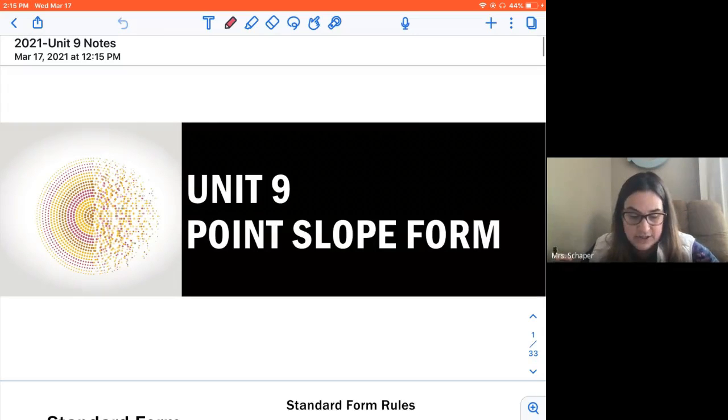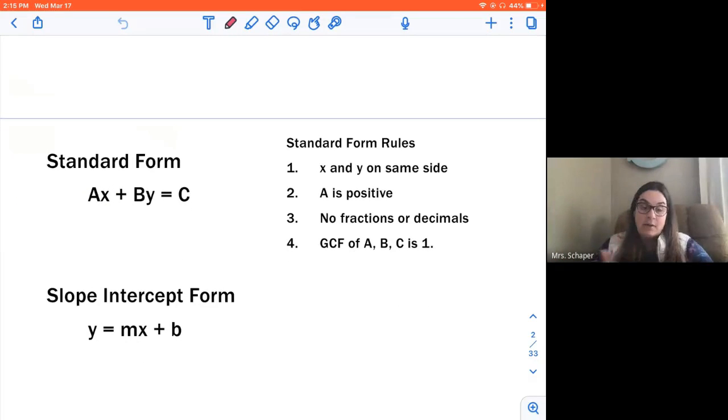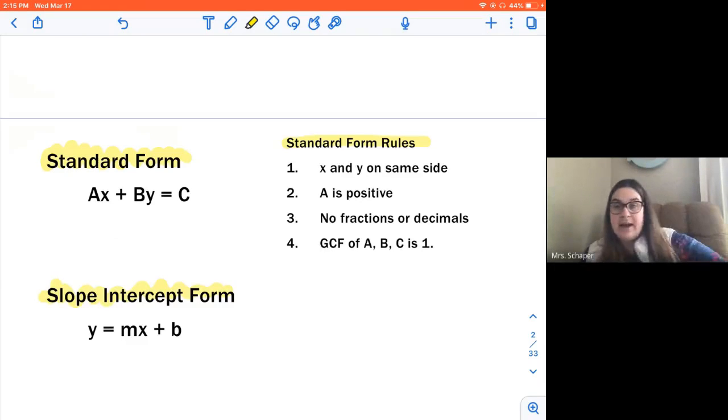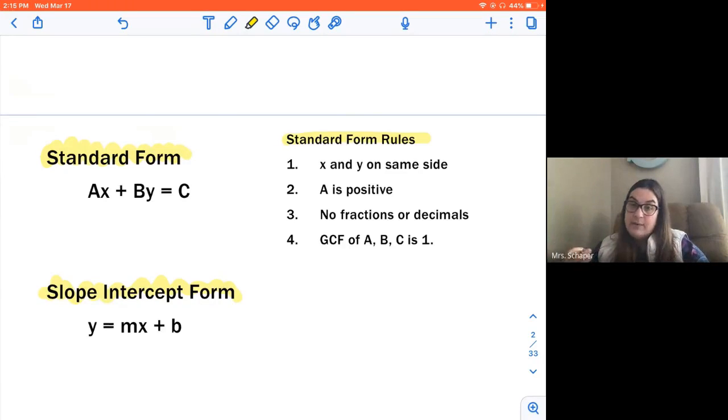All right. So just a few reminders about what we've talked about before. Standard form, again, is ax plus by equals c. And keeping these rules in mind that we talked about in Unit 8 again when we were translating them. Slope-intercept form is y equals mx plus b, where m is your slope and b is your y-intercept. All right. So these are the two big forms that we've talked about.